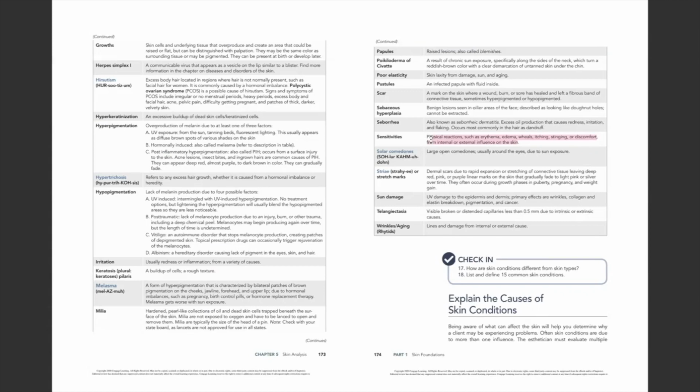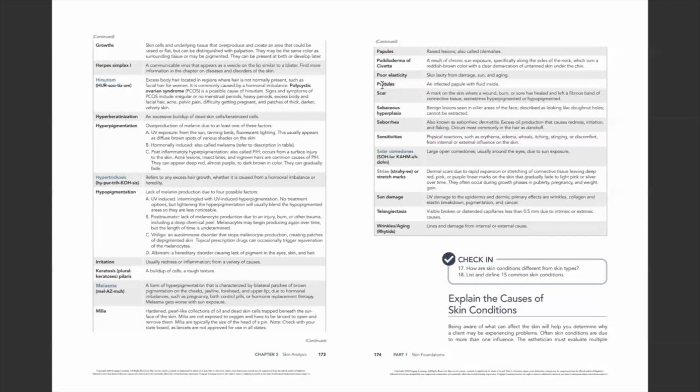If you don't know what erythema is, then how are you going to answer the question? Same for pustules. They're going to ask you a pustule versus a papule. So a papule is a raised lesion, also called a blemish, versus a pustule, which is an infected papule with fluid inside. So there are stages to acne, right? There's stage 1, stage 2. In order for a lesion to become a pustule, it has to first be a papule, because a papule is a raised lesion called a blemish.